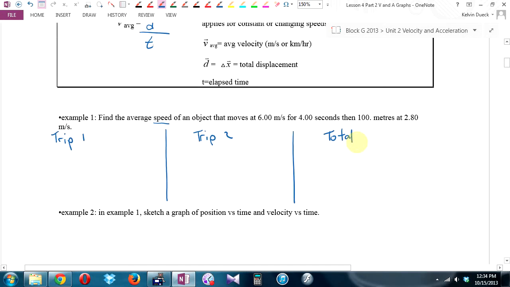So let's look at trip 1. What do we know about the first part of this trip? I see a 6. What's that? Look at the units. It's a velocity or a speed. It's meters per second. So you know what? I'm going to write that down. I see a 4. What's that?